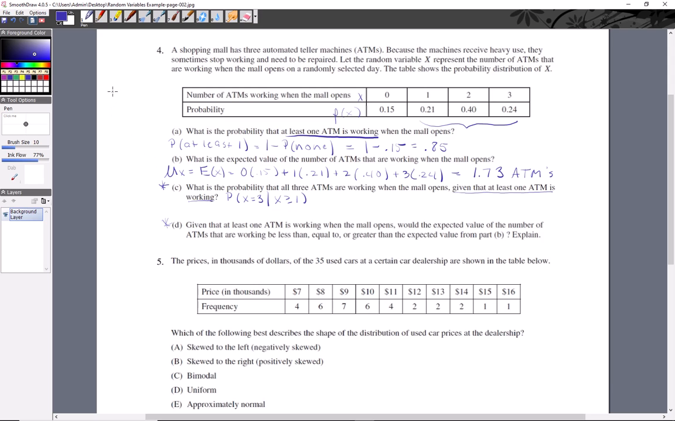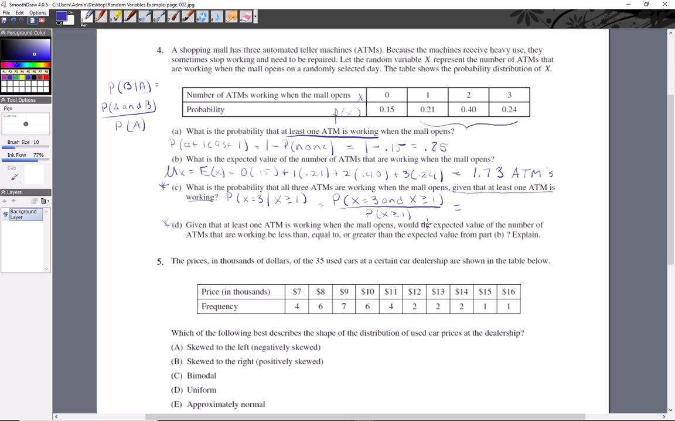What I would like for you to remember, though, is the probability of B given that A occurred, and that was just the probability of A and B divided by the probability of A. We learned that yesterday, or maybe it was Monday that we learned it. Either way, we're going to expand this the same way. We'll just call this B and this A. So we'll get the probability that x equals 3 and that x is greater than or equal to 1, divided by the probability that x is greater than or equal to 1.